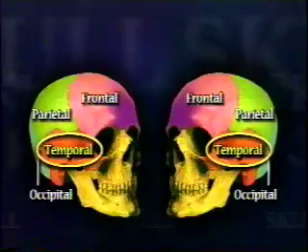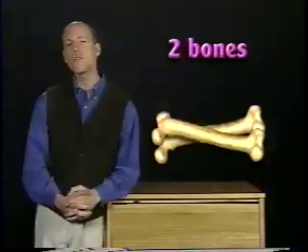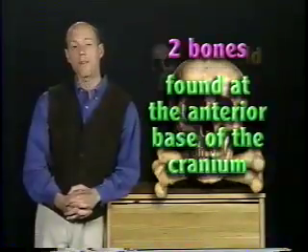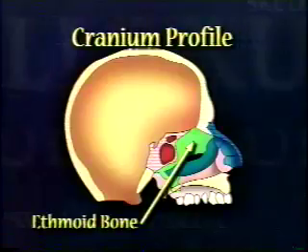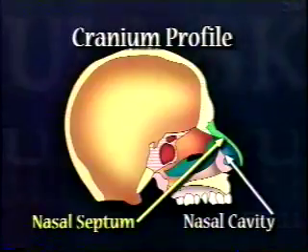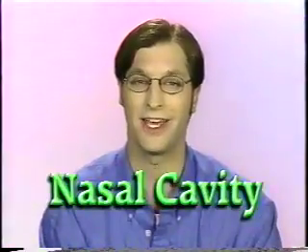So the temporal bones form the lower, outer side of your cranium. There are also 2 bones found at the anterior base of the cranium. These are the ethmoid bone and the sphenoid bone. The ethmoid bone helps form the nasal cavity and the nasal septum, a wall that separates the cavity into right and left sides. Don't worry, we'll go into more detail on the nasal cavity in a little bit.